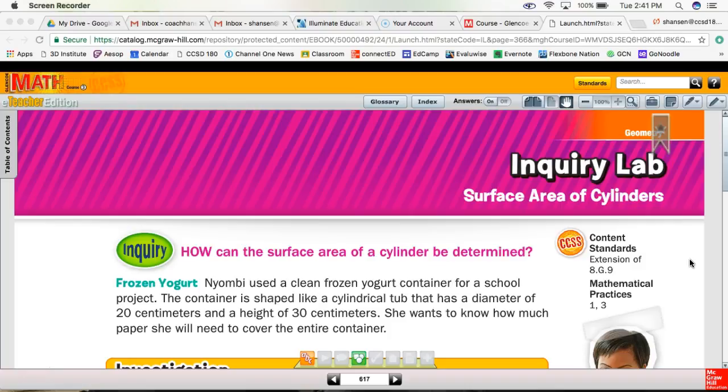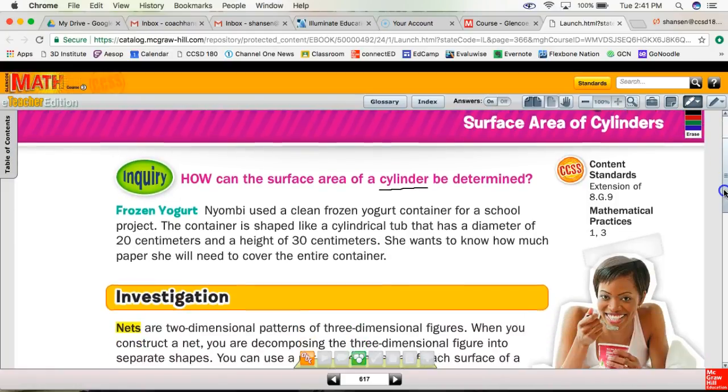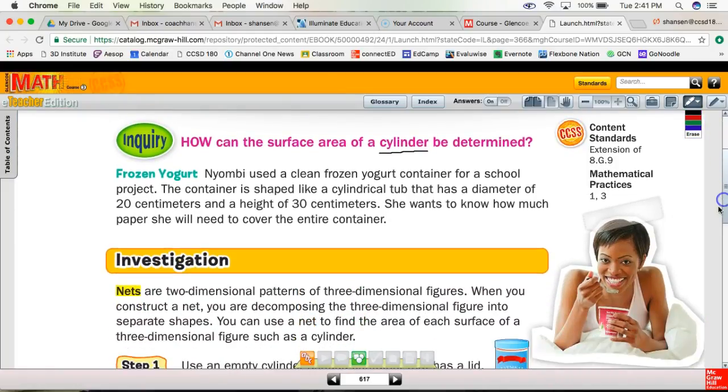So how can the surface area of a cylinder, which is what we're looking at here today, be determined? Looking at the surface area of a cylinder. So just a few refreshers before we get into the nuts and bolts here. First of all, let's take a look at this example. Naomi, that's her right there, is eating some frozen yogurt. And then when she's done with that, she cleans out the container, and she's going to use the container for a school project.